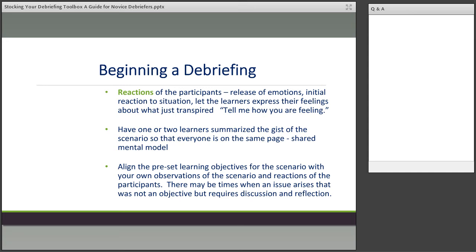And finally, you've got your preset learning objectives, which are created when the simulation activity is created. So you can align those with what you saw. Again, ideally you're going to get a chance to discuss all your learning objectives, but there may be things that come out of left field that you had no idea about. And there may be times when an issue arises that was not an objective, but you need to address this. And those are things that come with being more experienced as a debriefer, knowing how to juggle all of that.